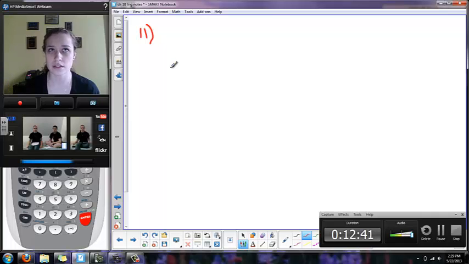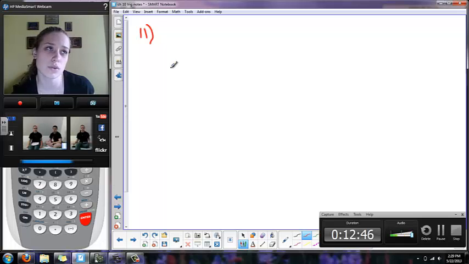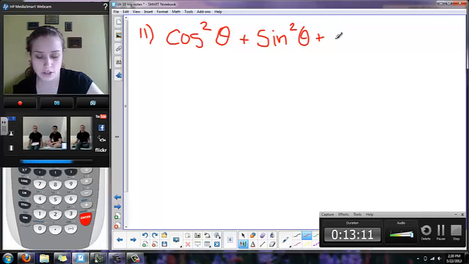1 plus cotangent squared theta is equal to cosecant squared theta, and then the other ones, and you should have them written down somewhere in your notes. So that's going to come into play right here. So it says express cosine squared theta plus sine squared theta plus tangent squared theta as a single trig function.